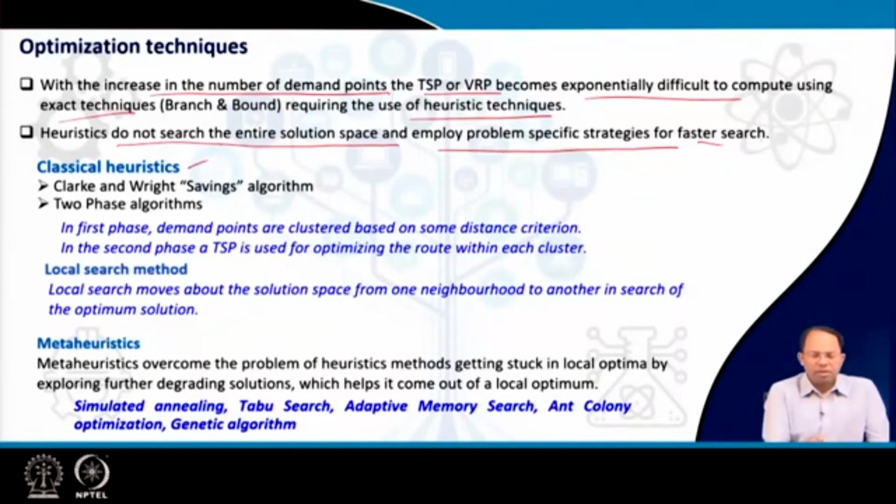Some of the classical heuristic algorithms are the Clarke and Wright savings algorithm, then the two-phase algorithm, and the local search method. In the two-phase algorithm, in the first phase the demand points are clustered based on some distance criteria, and in the second phase a TSP is used to optimize a route within each cluster. So this is a two-level problem. We break the problem into two parts.